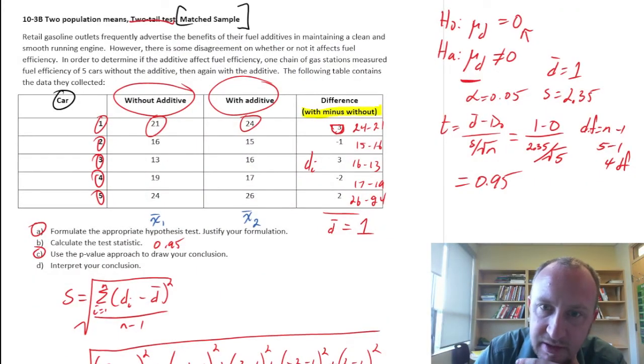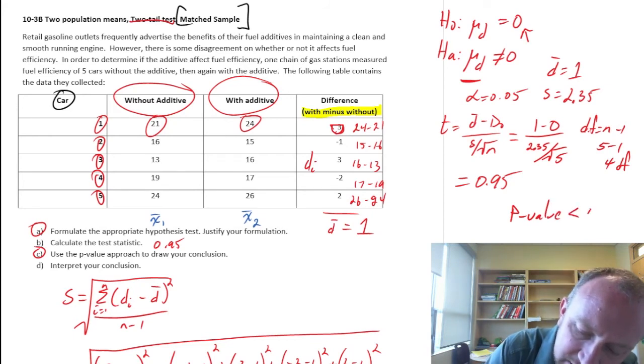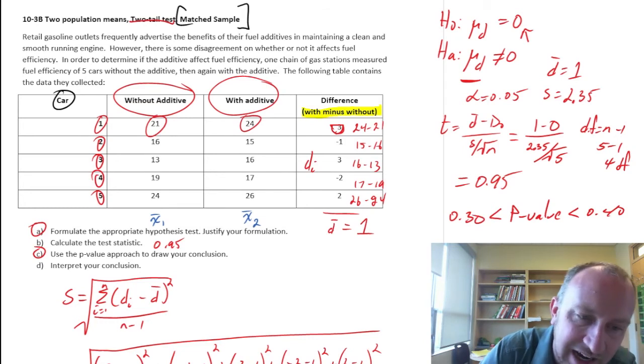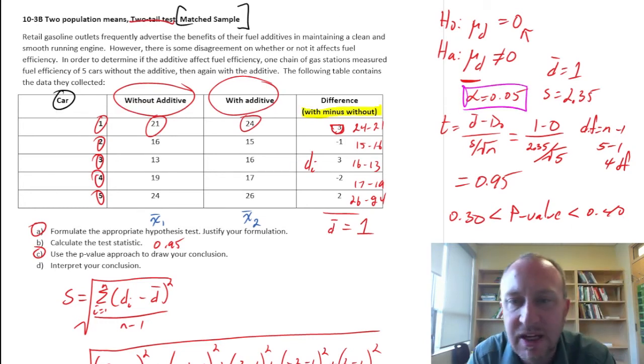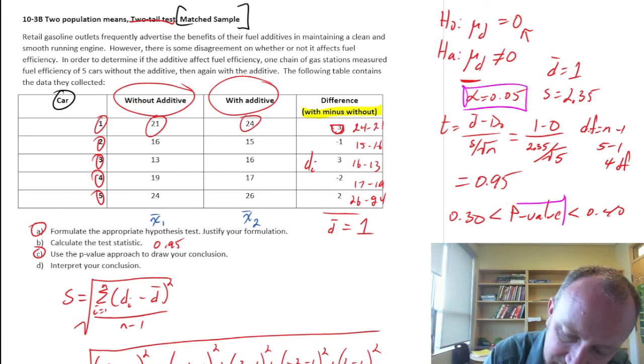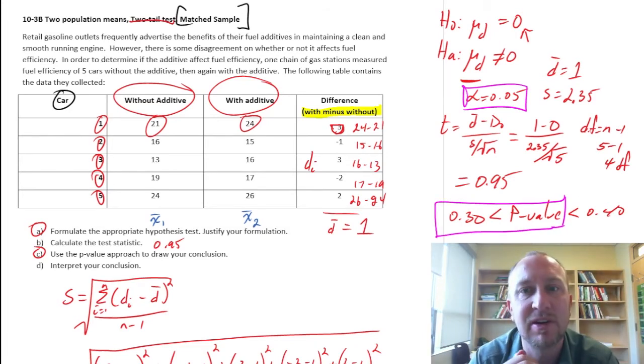So our p-value is less than 0.4, greater than 0.3. Our level of significance for this test was here, 0.05. So with a p-value that is greater than 0.3, and if we just look at this, well, if it's greater than 0.3, then it's certainly greater than 0.05.